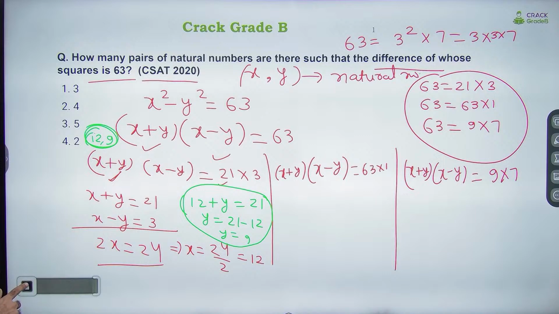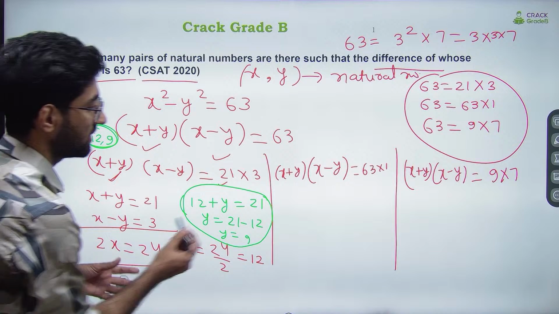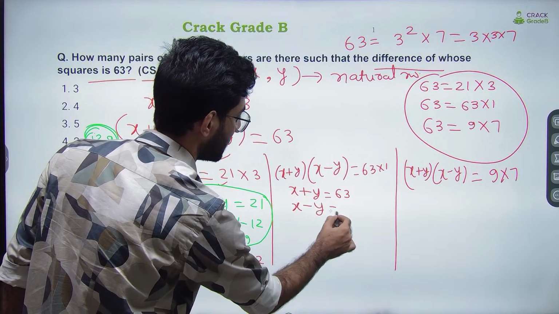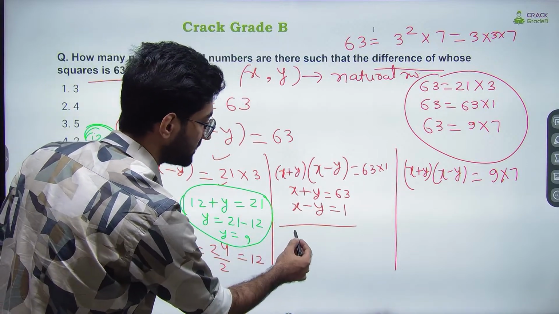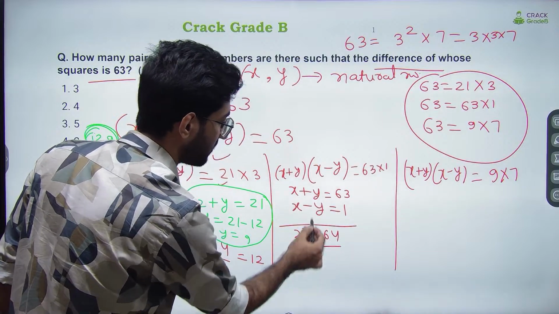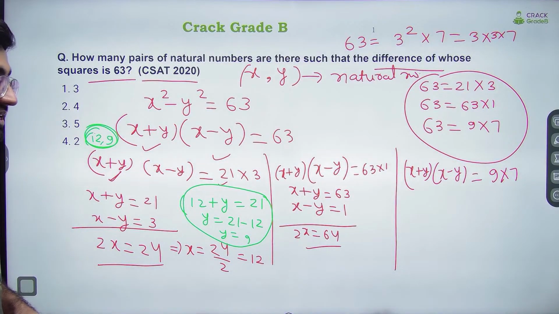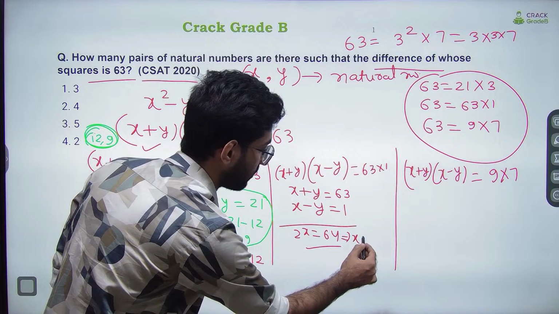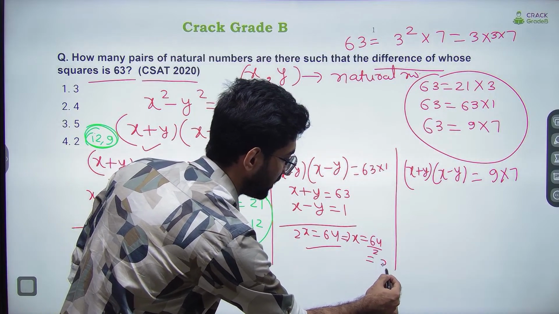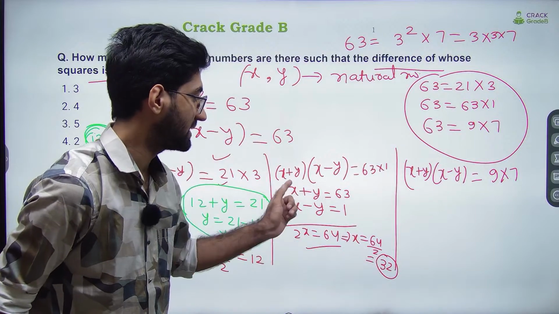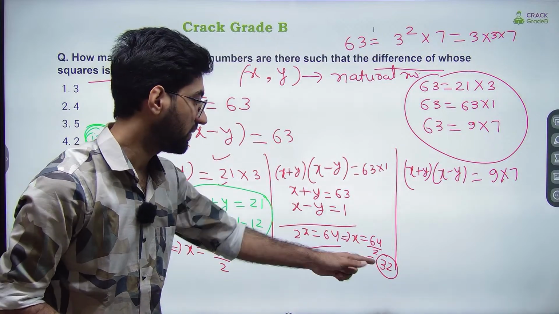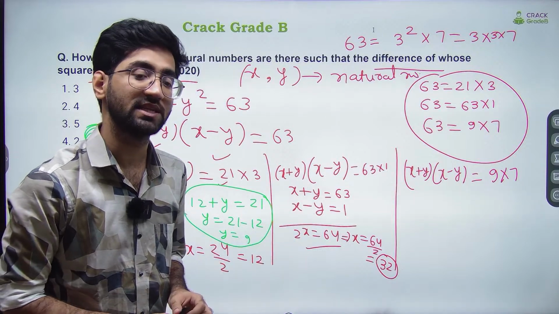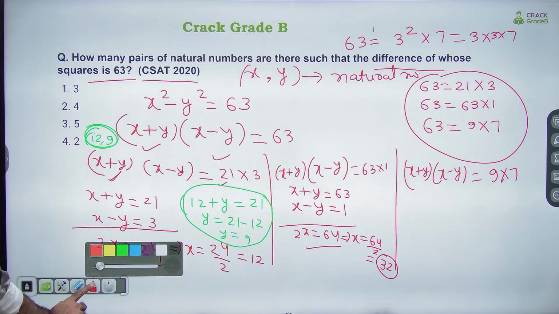Similarly, if you solve it further for other possible cases, you will write x plus y equal to 63, x minus y equal to 1. If you add both of these equations, 2x equal to 64, because y and minus y will cancel each other. So 2x equal to 64. If you solve it further, x equal to 64 by 2, that is equal to 32. You can put the value of x in any of these two equations. If you put x equal to 32 in the equation x plus y equal to 63, you will be able to find the value of y.